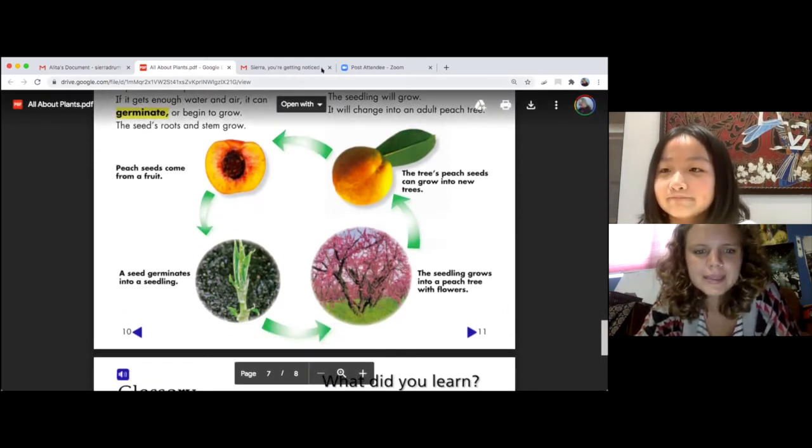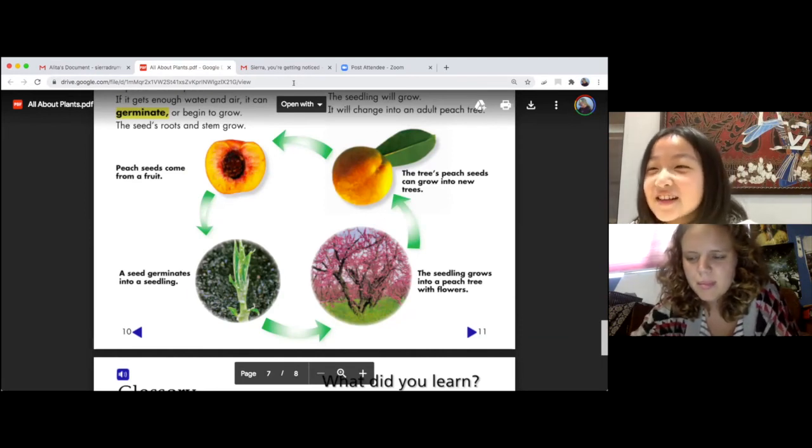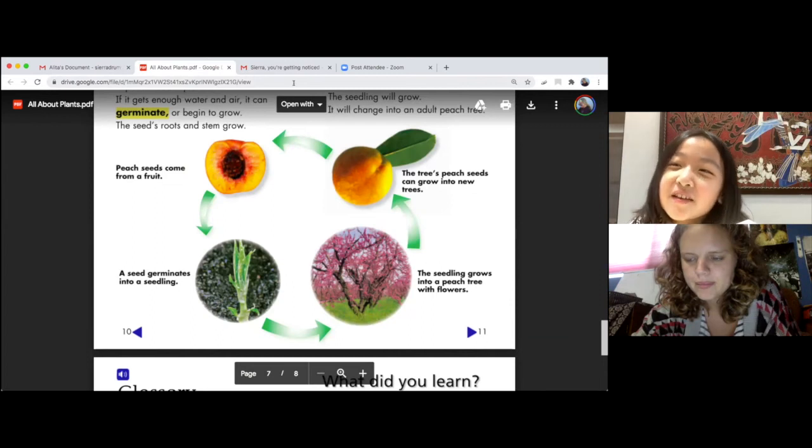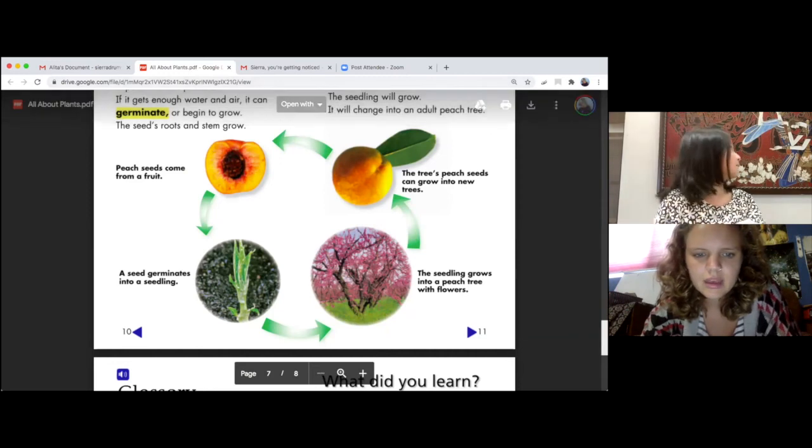So what happens after a seed germinates? First, peach seeds come from a fruit. A seed germinates into a seedling. A seedling grows into a peach tree with flowers. The tree's peach seeds can grow into new trees. Okay. Excellent.